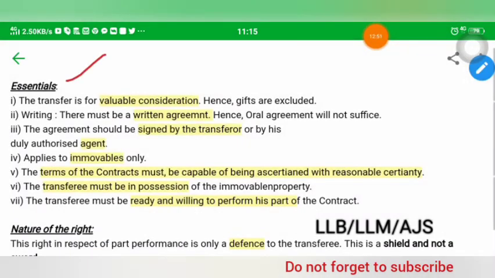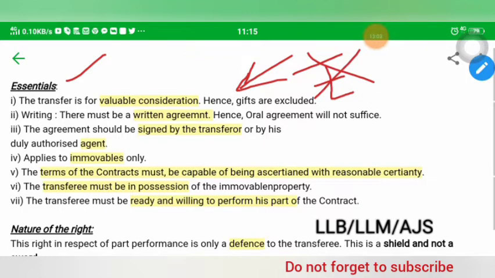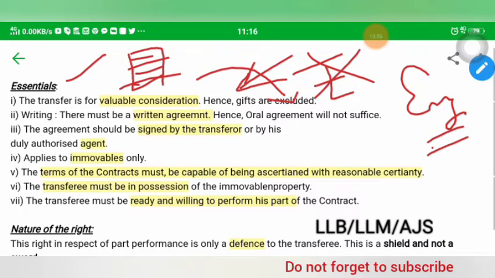Then come the conditions. One, the transfer must be for valuable consideration, so a gift is excluded. A gift is a gratuitous transfer, meaning there is no consideration in terms of money, so it is excluded. Two, writing: there must be a written agreement, hence an oral agreement will not suffice. In England, under the Statute of Frauds, it is a different thing, but in Indian law an oral agreement will not suffice. It must be in writing at least. Practically, most people make contracts in writing and not orally; it rarely happens in India.